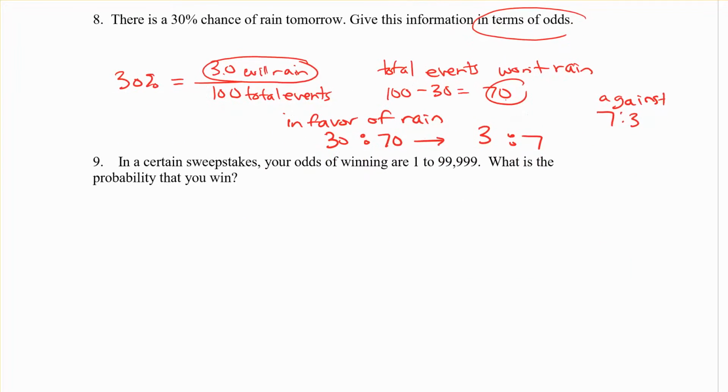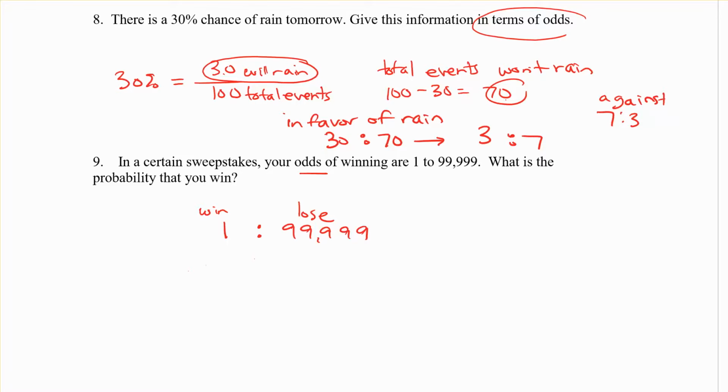For our last example, in a certain sweepstakes, your odds of winning are 1 to 99,999. So what's the probability that you win? Well, since this is odds, the number 1 means the ways that you can win, one way that you can win. So there's probably like one winning ticket. And then the 99,999 is the number of events that you would lose. So maybe that's like the number of losing tickets, and there's one winning ticket.